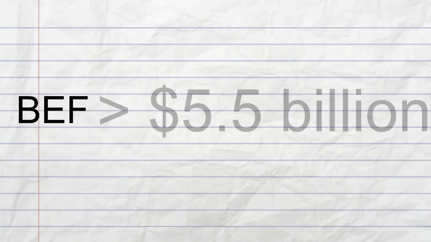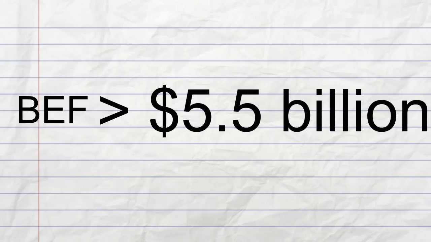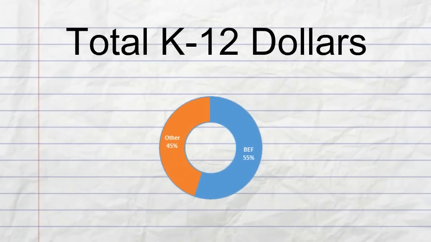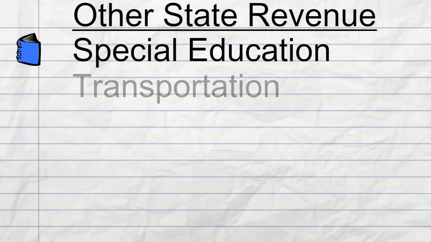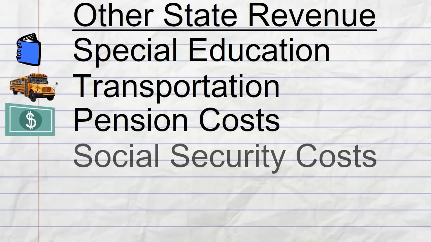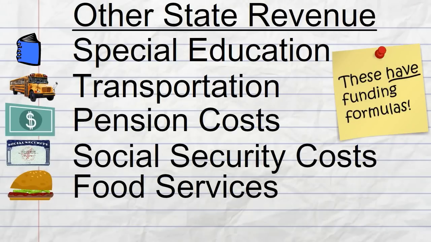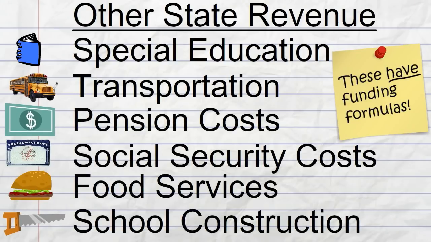The basic education funding line item makes up the bulk of money that school districts get from the state each year. This year, the state will send over $5.5 billion to schools in BEF, which represents about 55% of the state's total K-12 education dollars. In addition to BEF, there are line items in the state education budget for special education, transportation, pension costs, Social Security costs, food services, school construction, just to name a few.